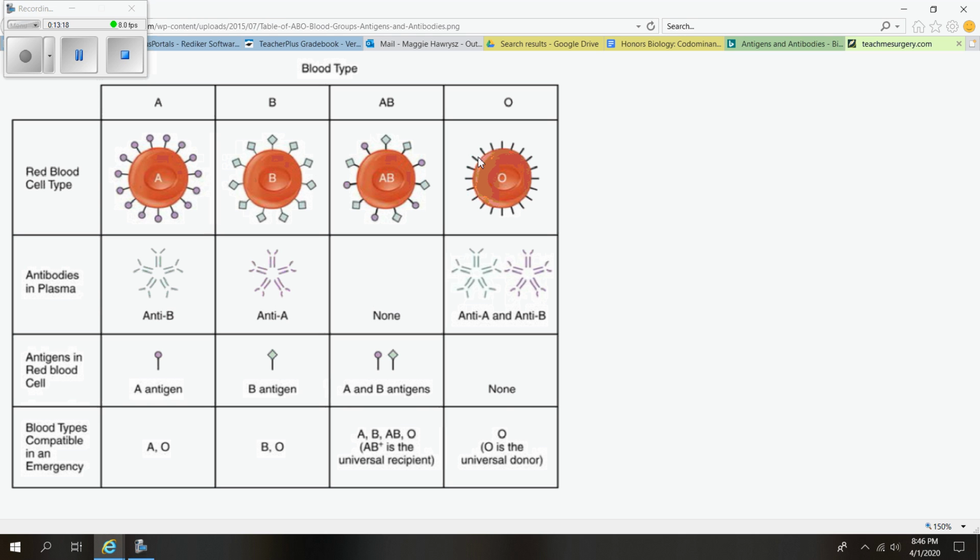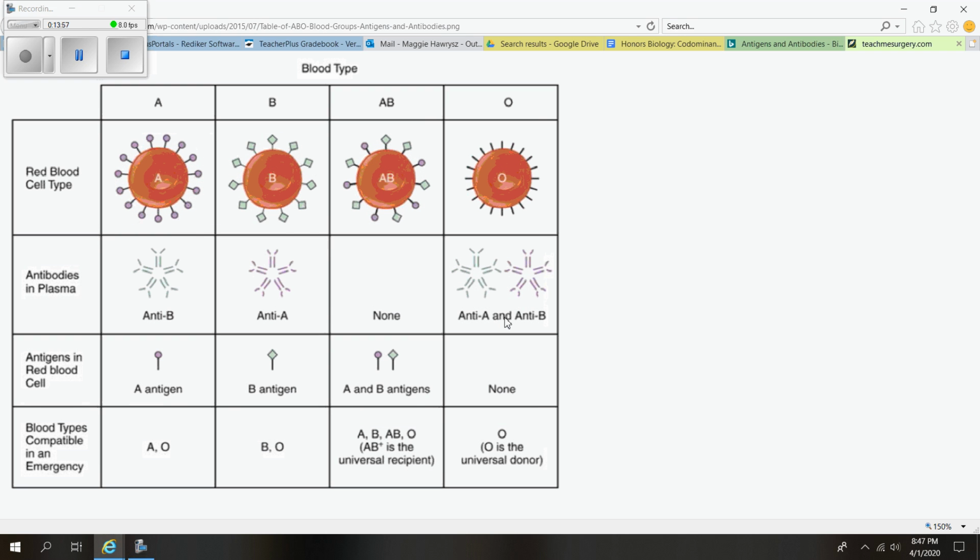And then we have antibodies in the plasma around the red blood cells. The antibodies are protecting our bodies against foreign invaders, and those have specific shapes that receive those surface markers. So in blood type A, we have anti-B antibodies. In blood type B, anti-A antibodies. In blood type AB, we have no antibodies. In blood type O, we have both anti-A and anti-B antibodies.